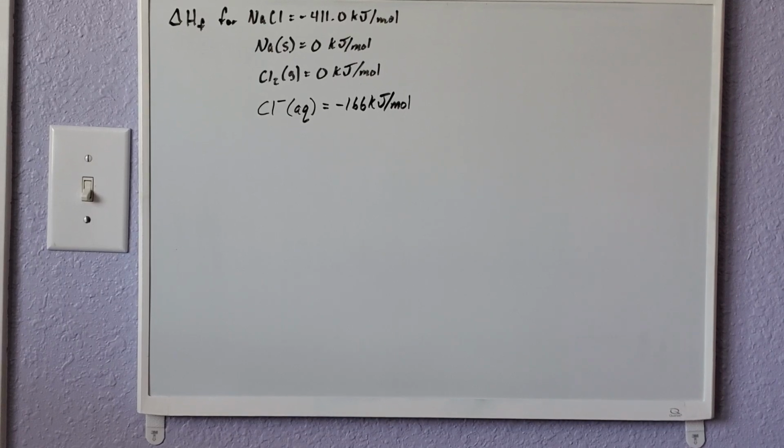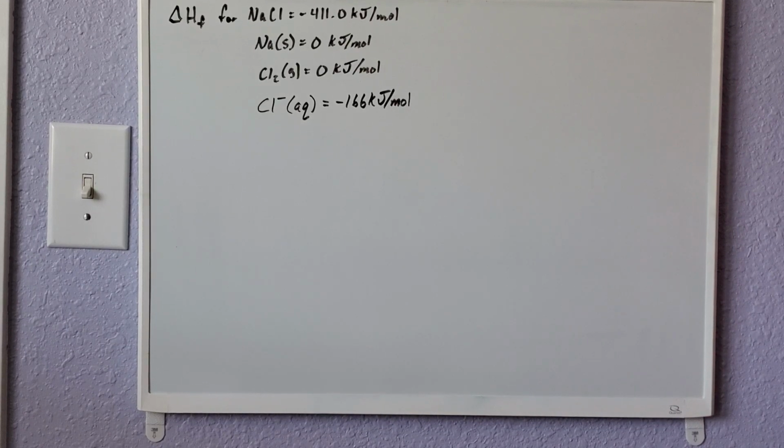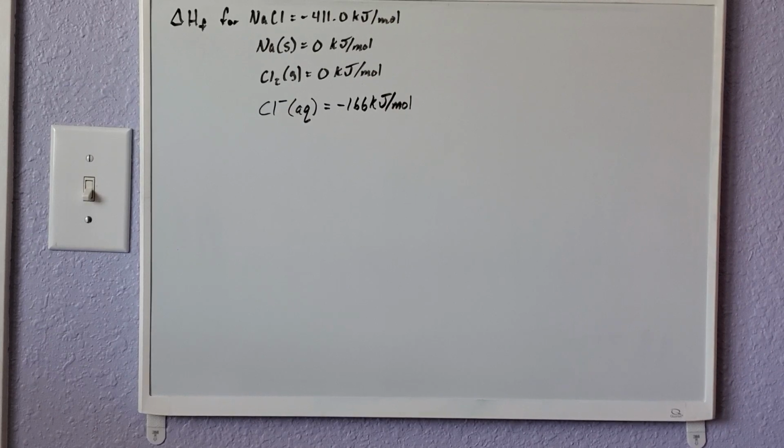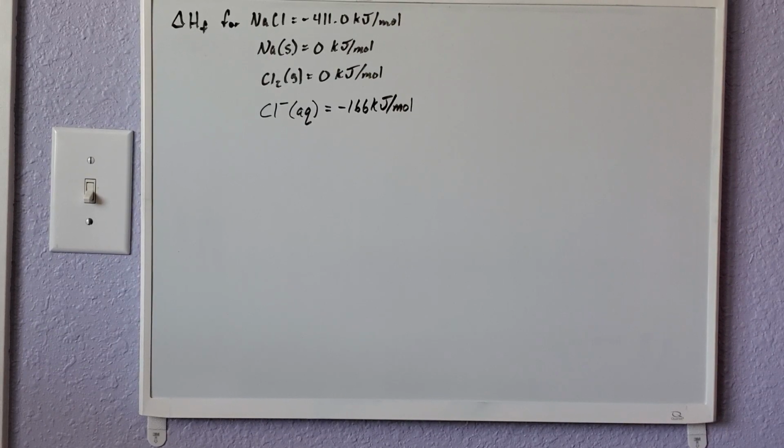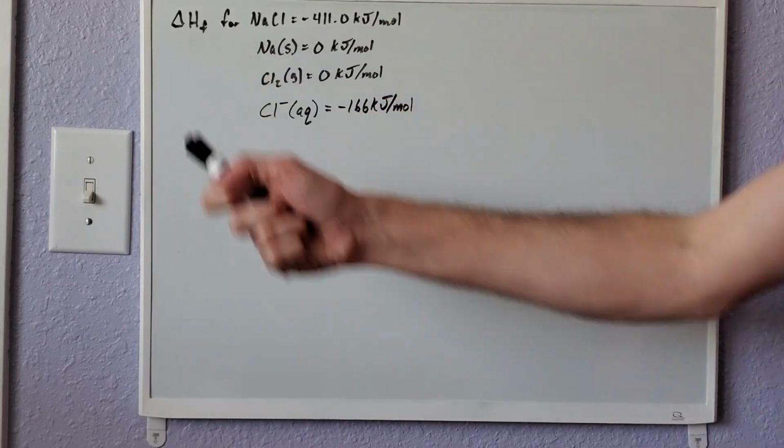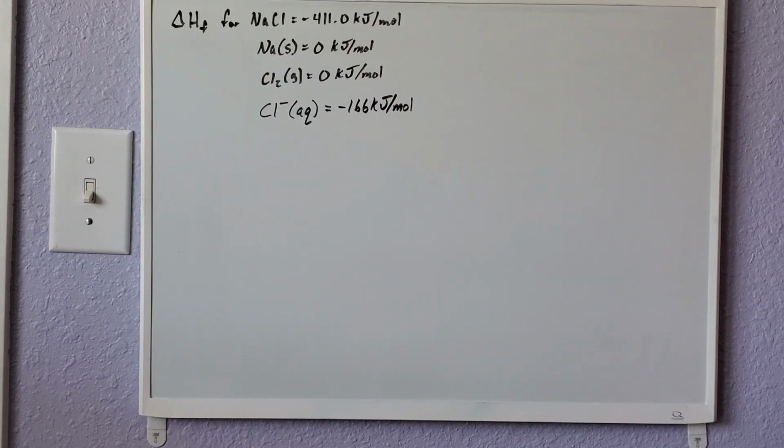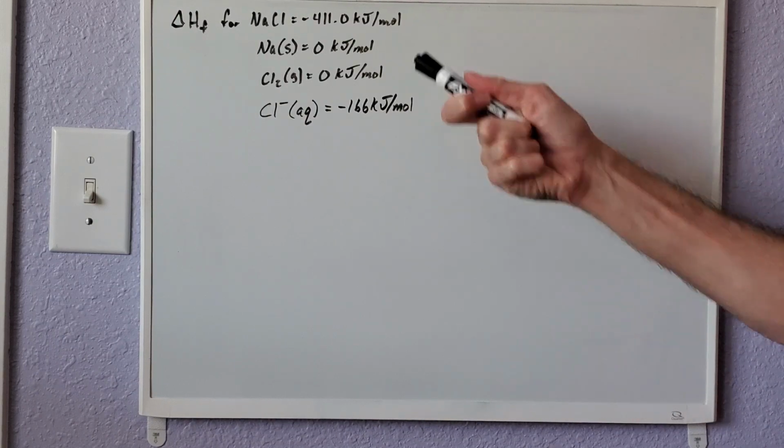Okay, so when it comes to using Hess's law in order to determine the delta H of reaction using these heats of formation, you have to understand first off what we're talking about when we talk about the delta H of formation. Whenever I talk about delta H of formation, I am basically saying how much energy is being released or how much energy is being absorbed whenever this stuff is being created.